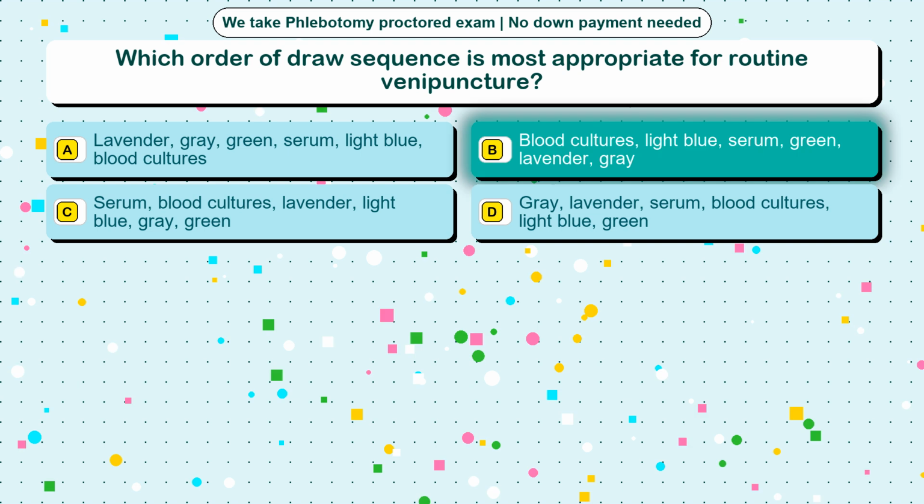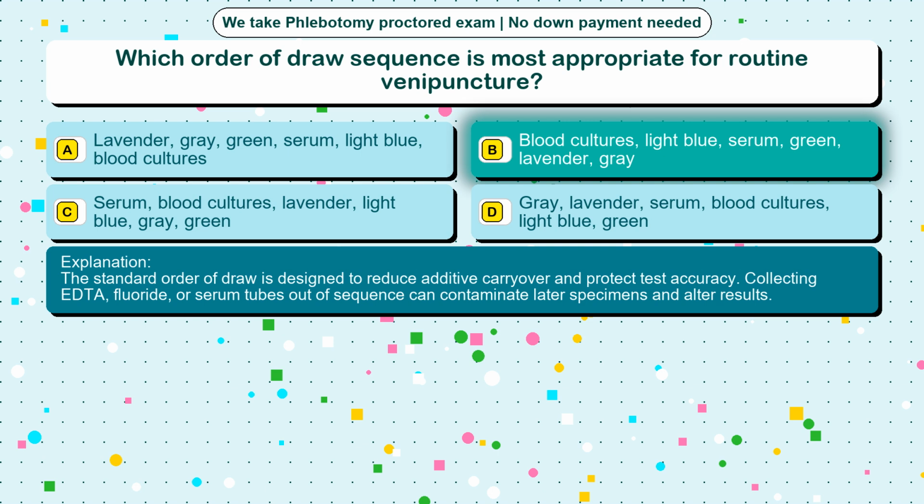The correct answer is option B, blood cultures, light blue, serum, green, lavender, gray. The standard order of draw is designed to reduce additive carryover and protect test accuracy. Collecting EDTA, fluoride, or serum tubes out of sequence can contaminate later specimens and alter results.